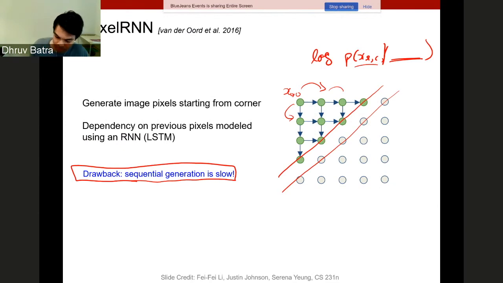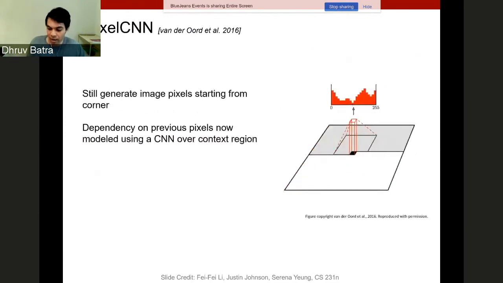Okay, and in fact, one technique that immediately came a year after pixel RNNs was pixel CNNs, which solves the problem of slow training time, but still doesn't solve the problem of slow generation time.